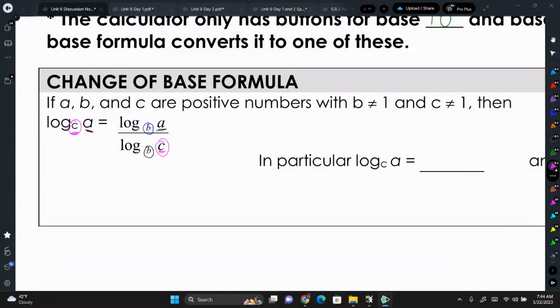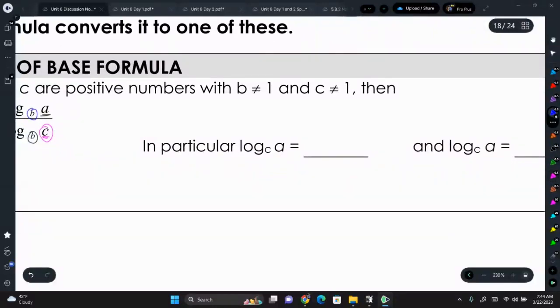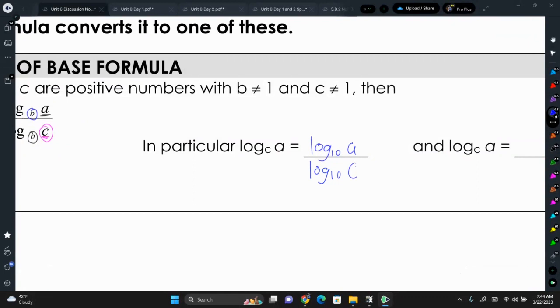And the bases are the same, meaning we could make it any base we want. So in our calculators, if we have a log base C of A, we're going to rewrite that as log base 10 of A divided by log base 10 of C, that base. And we know that when we type in log in our calculator, it's an invisible 10. We're not going to see that base, but I wanted to emphasize that these bases are the same.